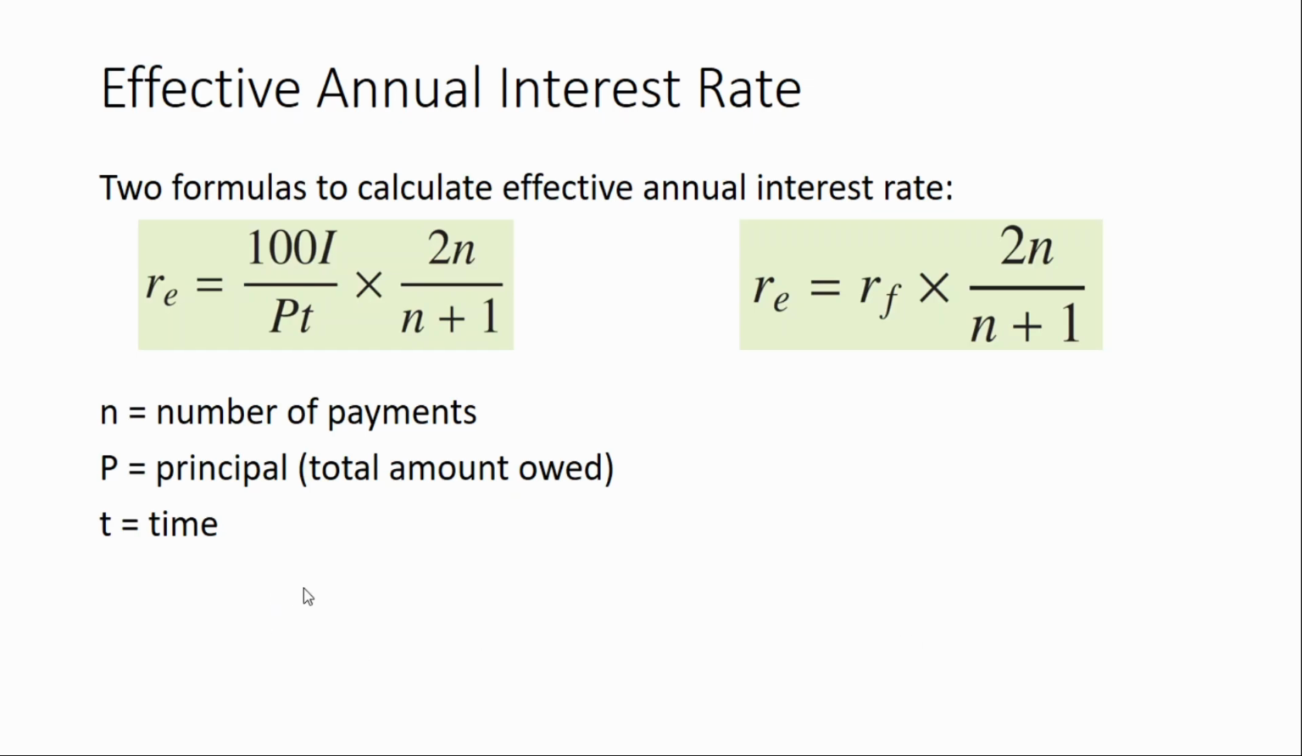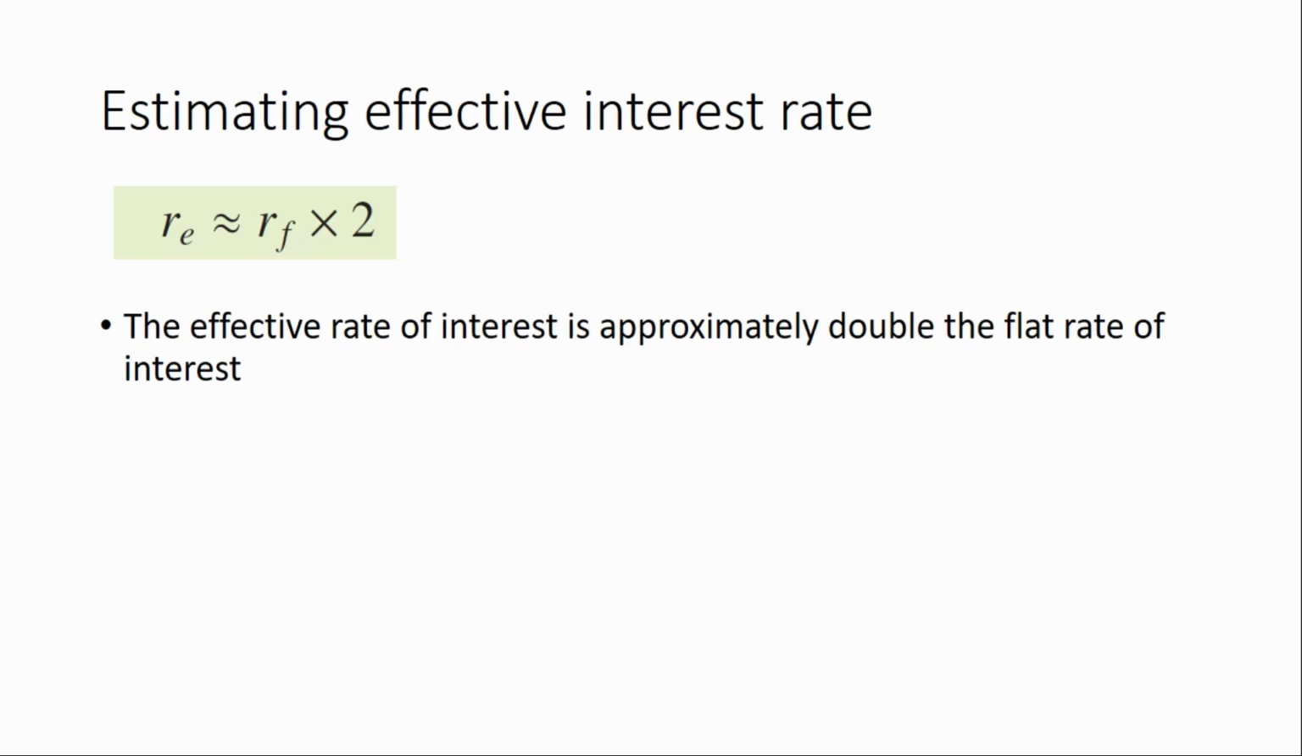And another handy thing to know is how to estimate the effective interest rate. So the effective interest rate is approximately double the RF, or the flat interest rate. So in further maths, this can be very helpful when checking your answers quickly, because when you work out your effective interest rate and it's way off double your flat interest rate, you will know that there's something wrong with your answer. Alright, let's have a go at working out the effective interest rate now.